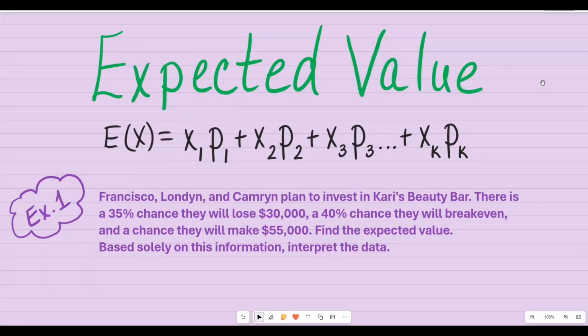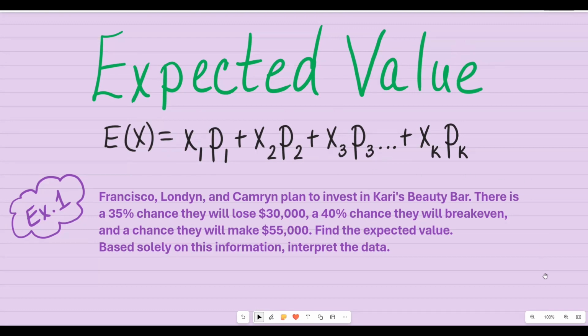Today I will discuss expected value. This is the formula that I'm going to use. I'm going to set up a table with X values and the probability of X listed in my table. So I will have X times the probability of X, plus the next X times its probability, and so on and so forth.